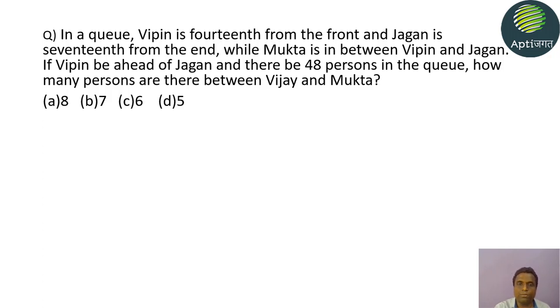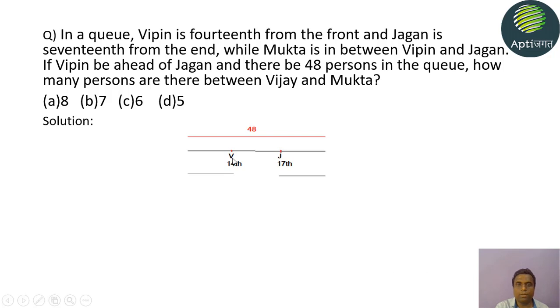We will make some place chart of Vijay, Mukta and Jagan first of all. See, Vijay is 14 from front and Jagan is 17 from the back, right? And total how many people are there? 48.